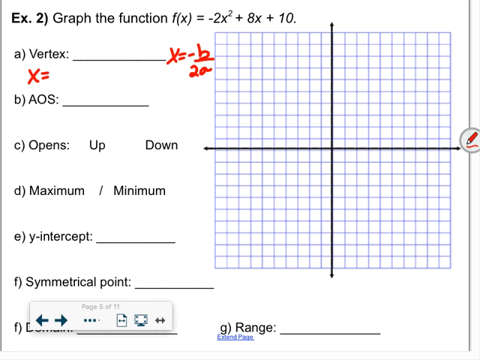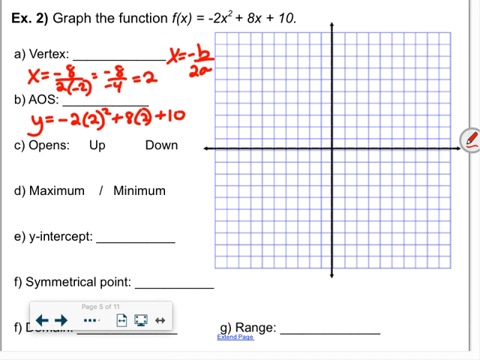Alright, so I'm going to start this one. I would do negative 8 over 2 times negative 2. So that's negative 8 over negative 4. That's positive 2. So before you get going too far, let's make sure that you have an x value of 2. Then go plug it in, and I get negative 2 times 2 squared plus 8 times 2 plus 10. Then you're going to go find the y value.